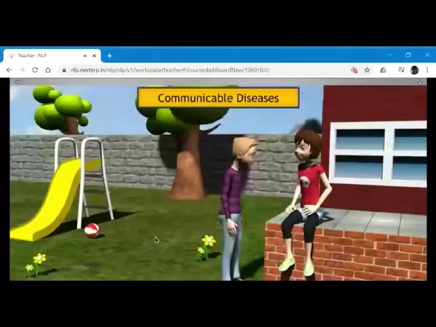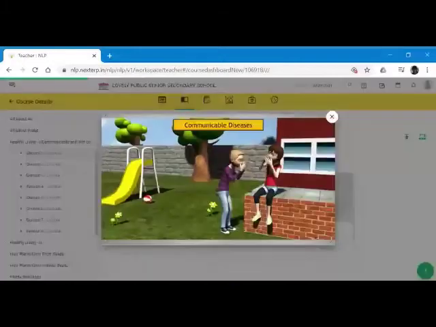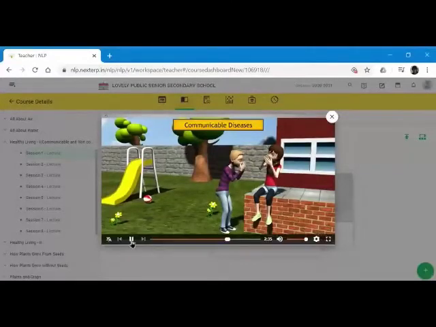They can be transferred. Another name for communicable diseases is infectious diseases. Why are they called infectious? Because it spreads from one person to another, from a sick person to a healthy person.